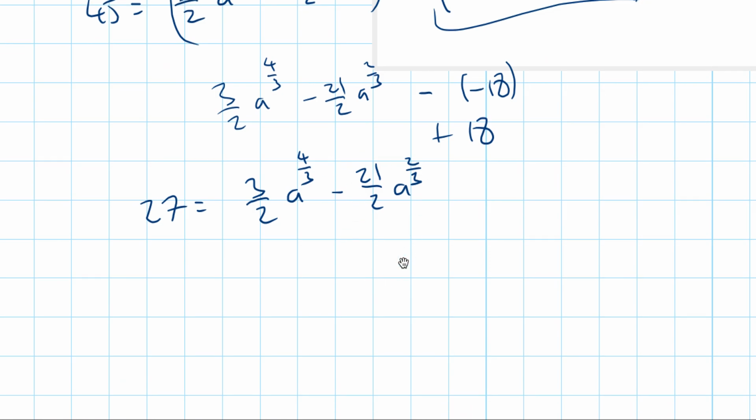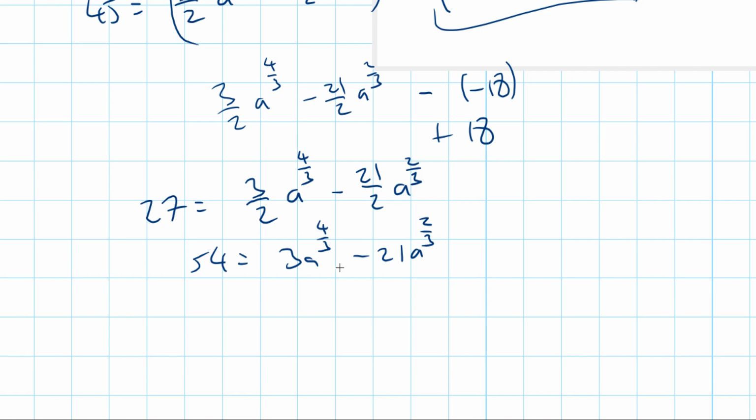And then again, just try and simplify your terms when you can. We've got a half here, so you can factor out a factor of 2. There are ways that you can rush this question, but at this stage it's a lot of marks. You want to get all the marks, and you should have time in the exam to take it a little bit slower here. So times both sides by 2 to get rid of the half, you get 54 equals 3a to the power 4 over 3 minus 21a^(2/3).